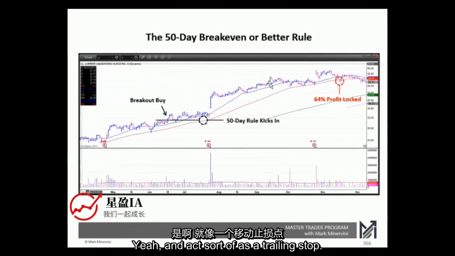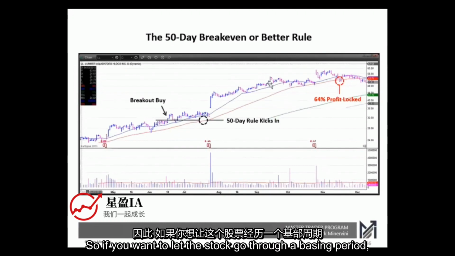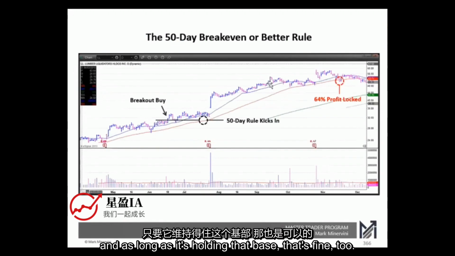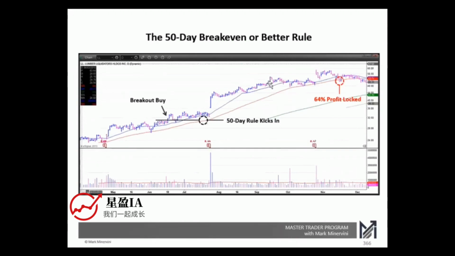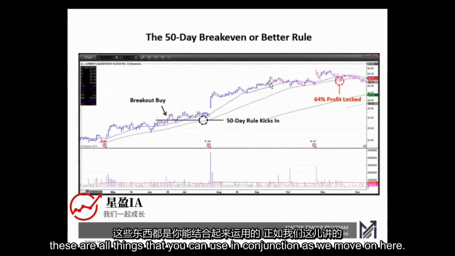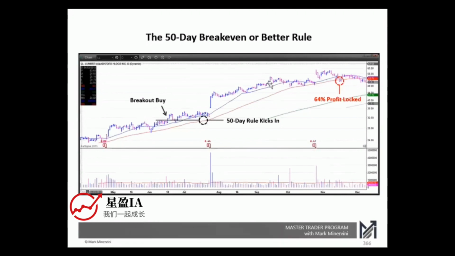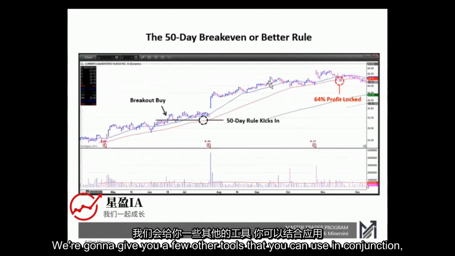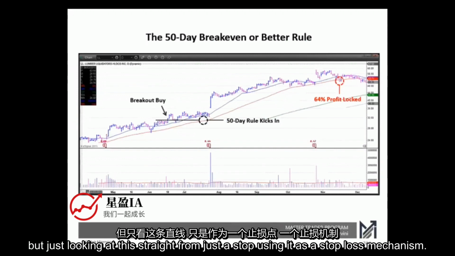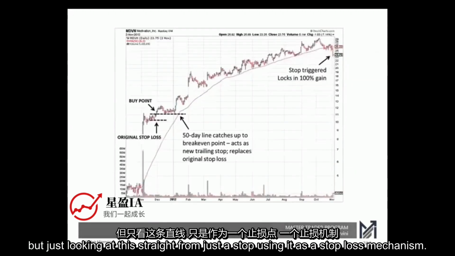Yeah, and it'll act sort of as a trailing stop. So again, if you want to let the stock go through a basing period, and as long as it's holding that base, that's fine too, if you're playing for a bigger move. These are all things that you can use in conjunction. As we move on here, we're going to give you a few other tools that you can use in conjunction. But just looking at this, straight from just a stop, using it as a stop-loss mechanism.